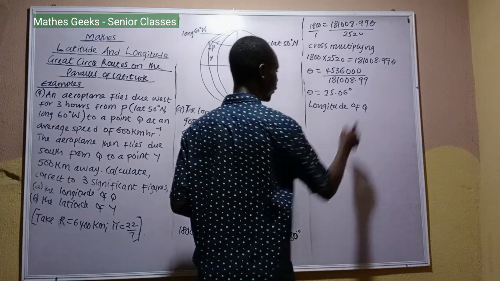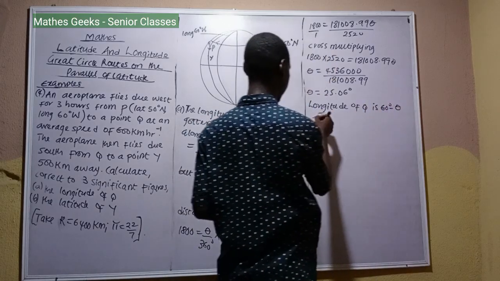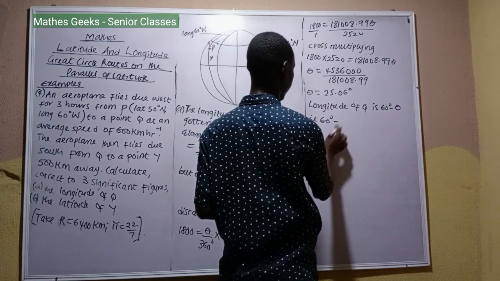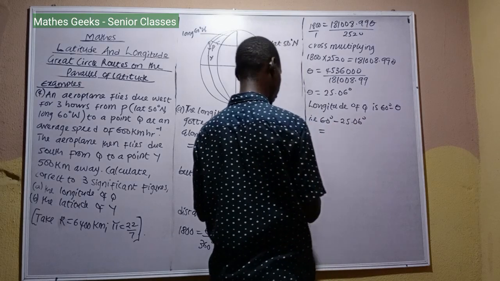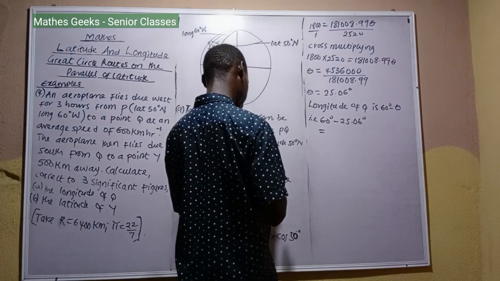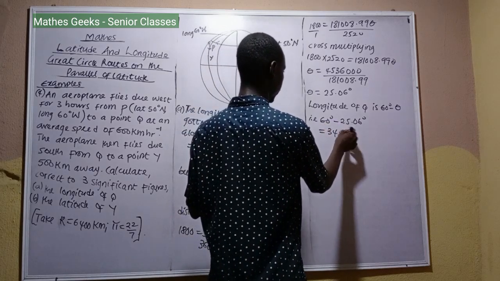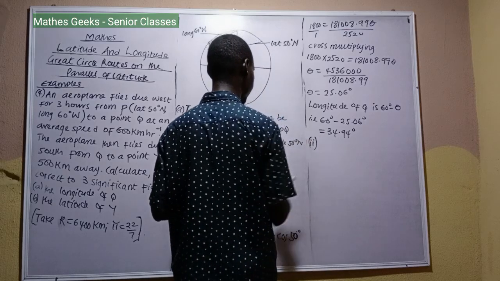Therefore the longitude of Q is 60 degrees minus theta. That is 60 degrees minus 25.06 degrees, which is 34.94 degrees.